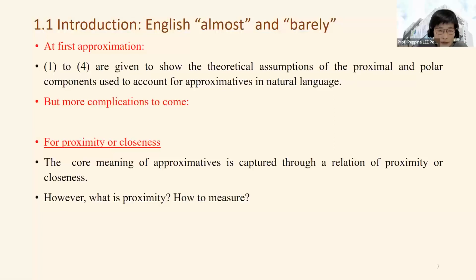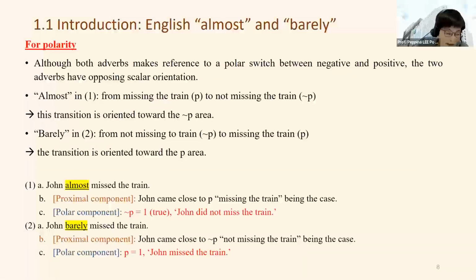The core meaning of the two is basically captured through a relation of proximity, and then closest. However, what is proximity? How close can we say is close? How to measure the proximity? The second complication comes from the polarity. Although both are adverbs, they make reference to a polar switch between the negative and then the positive one.